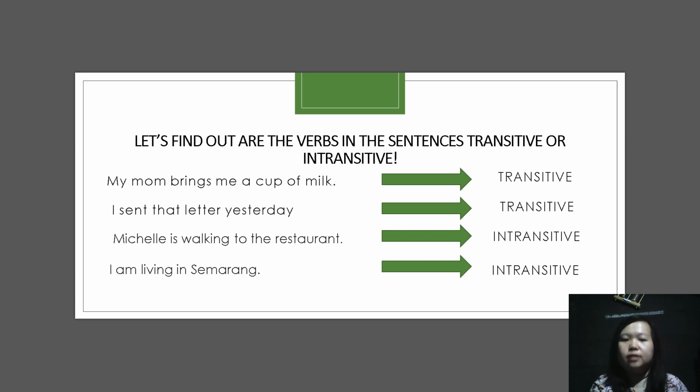As conclusion, the first and the second sentence can be changed into passive because they have transitive verbs or they have objects after the verb. While the third and the fourth sentence, they are intransitive, so they cannot be changed into passive because they have no objects.